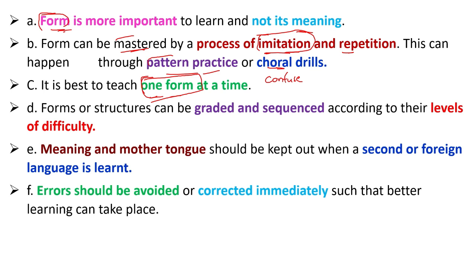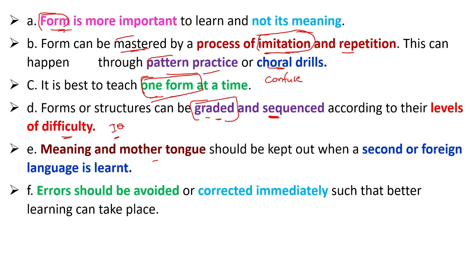Forms or structures can be graded and sequenced. Yes, these forms or structures, what do they do? Graded and sequenced. They keep them in one order according to their levels of difficulty, based on the students' IQ level or based on their education or studies. Then all structures will be graded. Means they keep them in order, and it will have some sequence also, one after another.